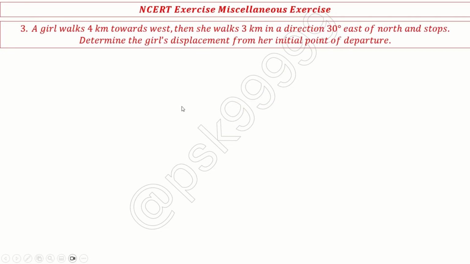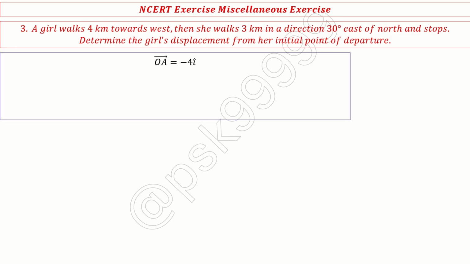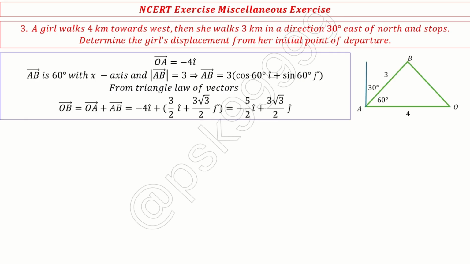Okay. A girl walks 4 kilometers towards west, then she walks 3 kilometers in the direction 30 degrees east of the north and stops. Determine the girl's displacement from the initial point of departure. Simple. You can actually draw a line first. Okay. O is where she started. She walked 4 kilometers west. Okay. She came to point A, 4 kilometers. Then she walks 3 kilometers in a direction 30 degrees east of north.